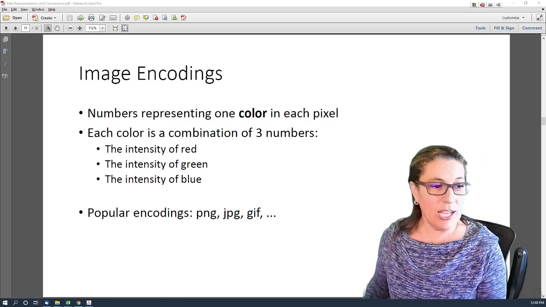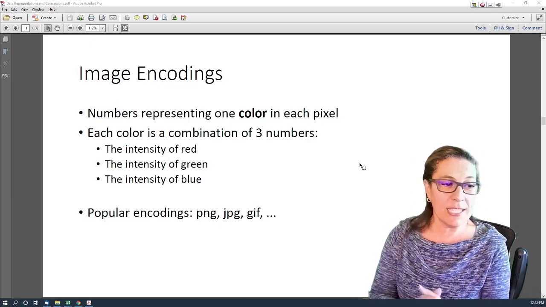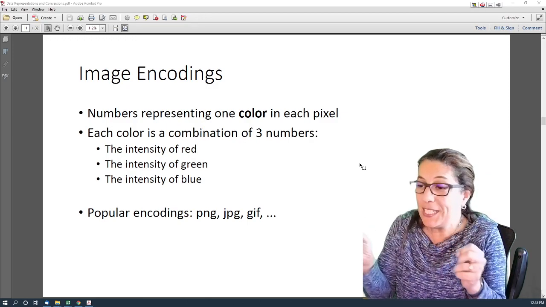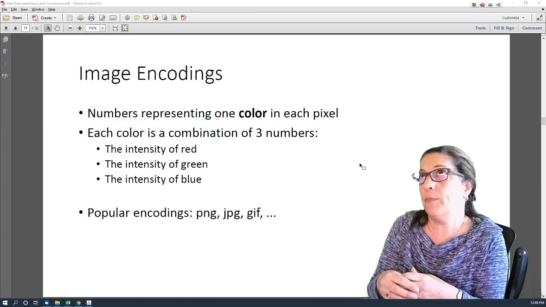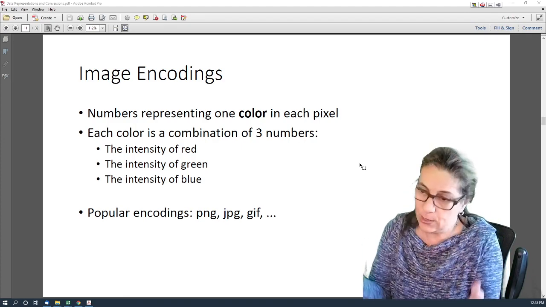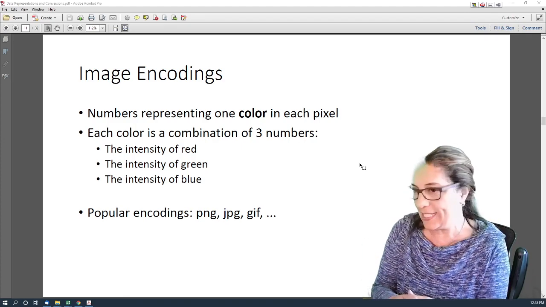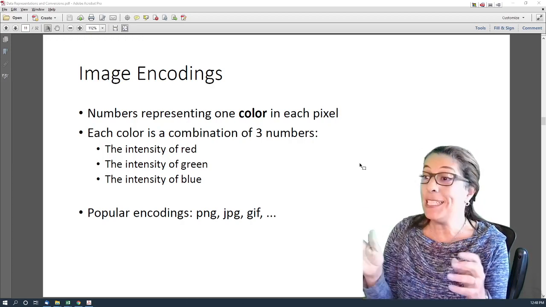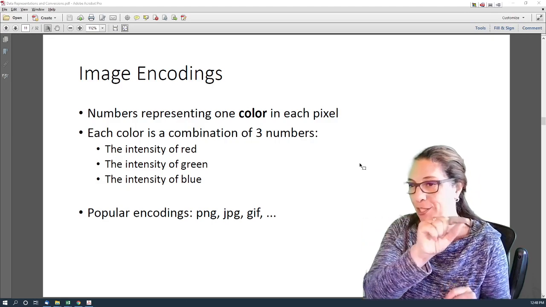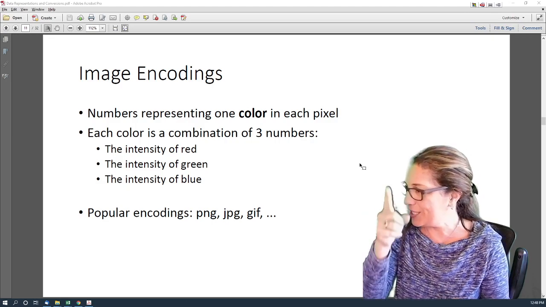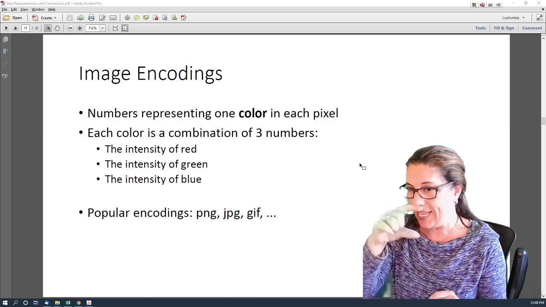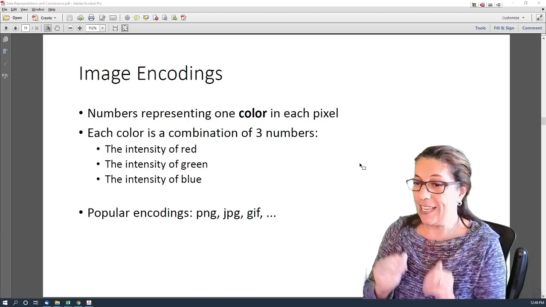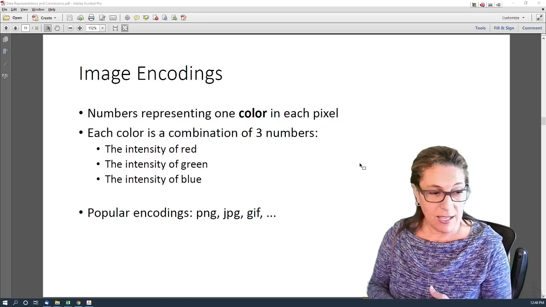All right, so basically image encodings are numbers representing colors in each of the pixels of the screen. You have probably all heard about the resolution of pictures, right? You have a picture that is 1080 by 780, okay? That means how many pixels we have on the horizontal axis versus the vertical axis. It means the size of the grid, how many pixels you have. That's what those numbers mean.